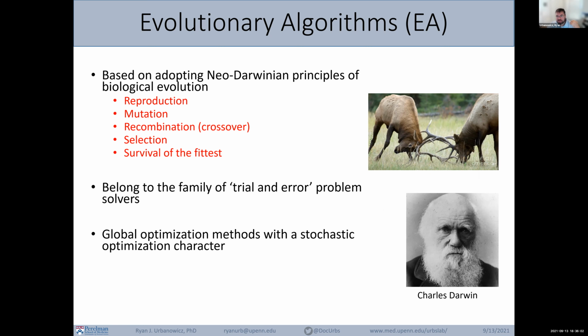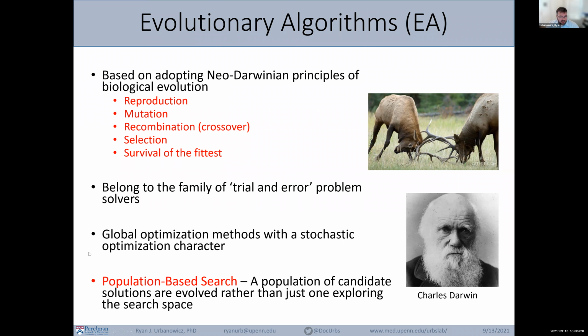And they attempt to globally optimize some metric. In this case, we're trying to optimize our prediction accuracy. And they have this stochastic component to how they evolve, which makes them very flexible in their ability to avoid making assumptions about a problem space and discover really complex patterns in data. And another thing to note is that evolutionary algorithms apply a population-based search. So you have a whole population of solutions that are being evolved rather than just exploring the search space with a single individual.